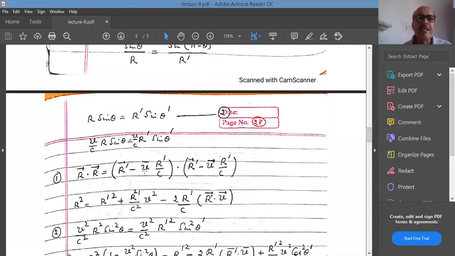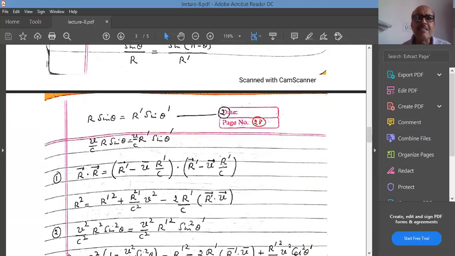So (r' − v/c · r') dotted with... we are taking the dot product with the same vector. In this case we come across four terms, because two terms are here and two terms are here. We will start with the first term. So r' dot r' will give us again r'². Similarly, this minus v into r'/c dotted with minus v into r'/c.